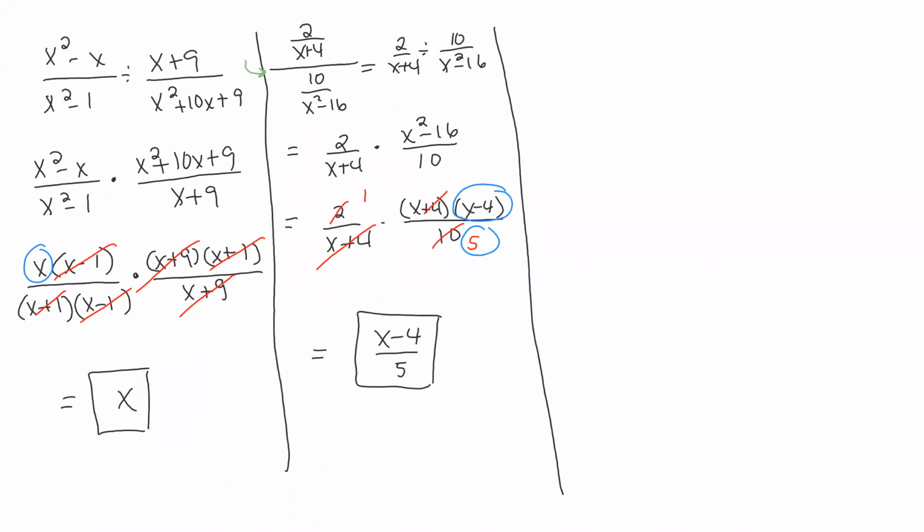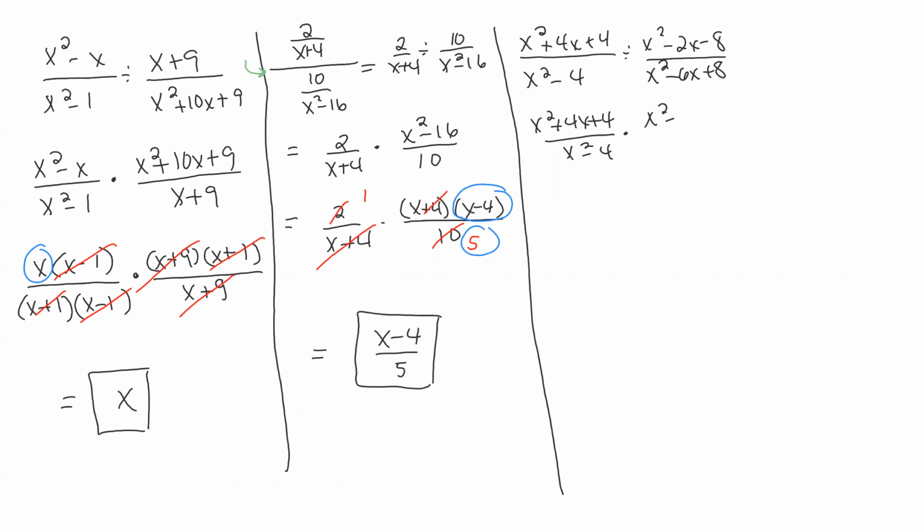have three expressions. So for the last example of just basic division, we have x squared plus 4x plus 4, x squared minus 4 divided by x squared minus 2x minus 8 all over x squared minus 6x plus 8. Now, first things first, we are dividing, and the way we divide is we keep the first expression the same, and then we multiply by the reciprocal of the second expression.